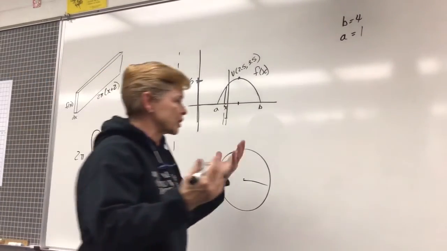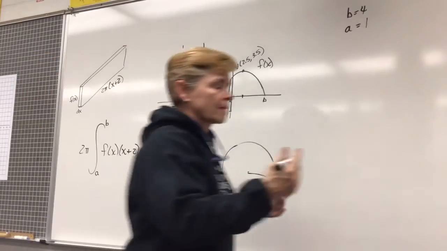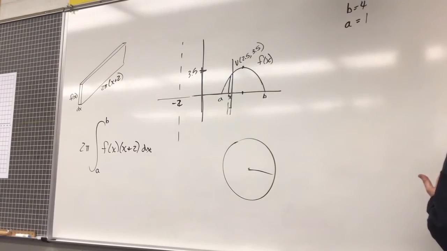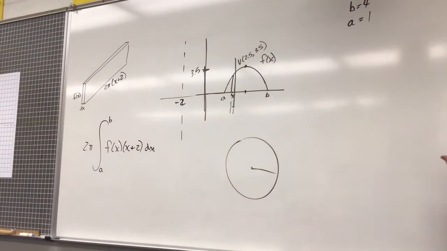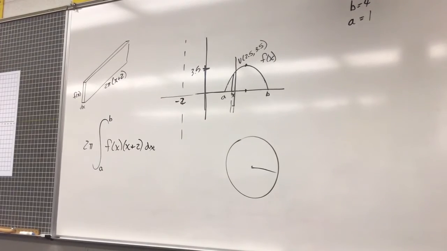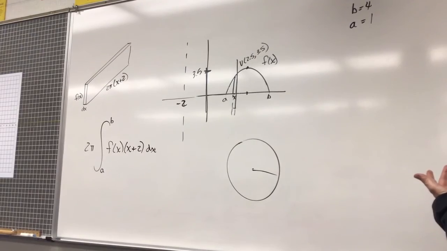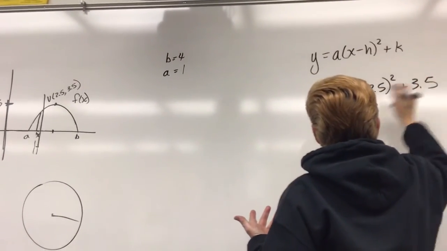Do you remember the general form for a parabola? ax squared plus bx plus c. It's y equals a times (x minus h) squared plus k, where h and k are the vertex. So far we have this: x minus 2.5, squared, plus 3.5.